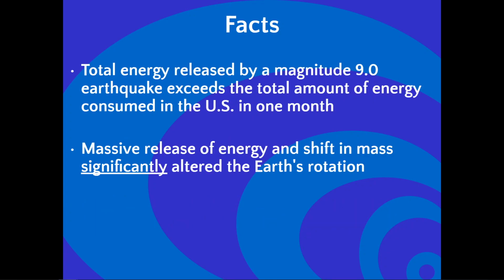All right, some more facts on this. The total energy released by a magnitude 9 earthquake exceeds the amount of energy consumed in the U.S. in 1 month. So if we were going to take that seismic energy and convert it into electricity, that's a lot of power. All right, so the massive release of energy and shift in landmass significantly altered Earth's rotation. So it literally affected the entire world.